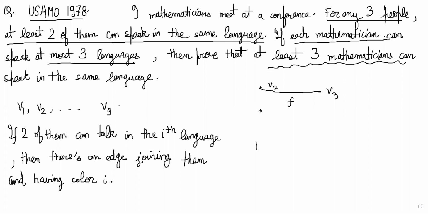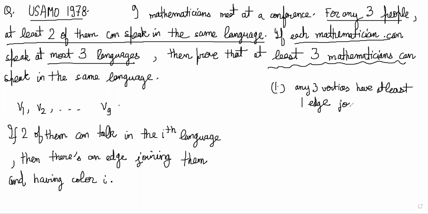Okay, so what we now know from the conditions of the problem is that any three vertices you choose will have at least one edge joining them. Any three vertices that you select will have one edge at least joining two of them, right?